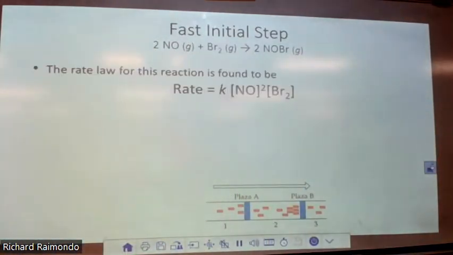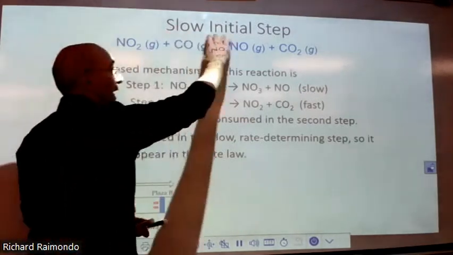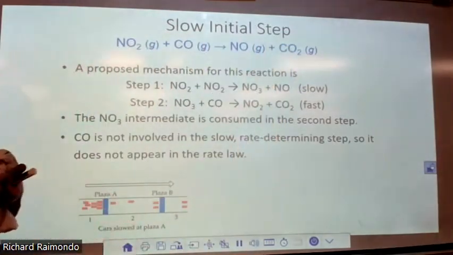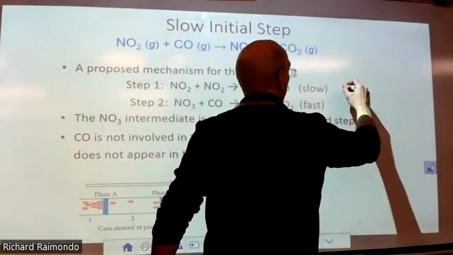Hang on. Whoops. This is the harder stuff here. All right. So what we're going to do, if we want to write the rate law for this reaction overall, we have to write the rate law for the slow step because that's the one that's driving the whole thing. So how do we write the rate law for this?